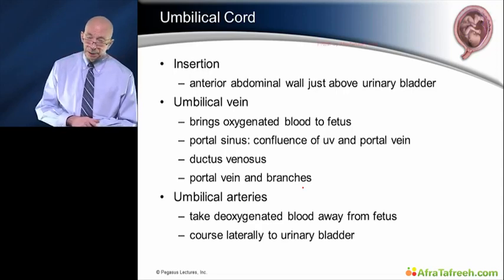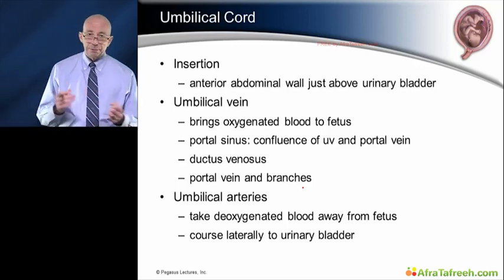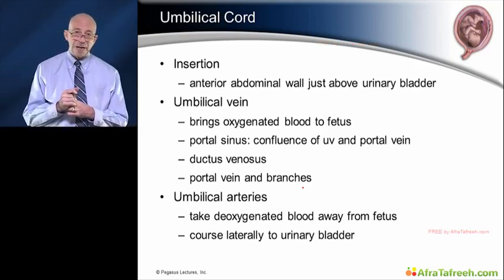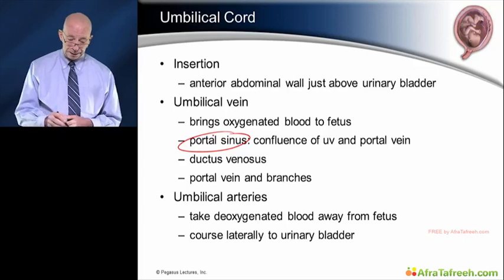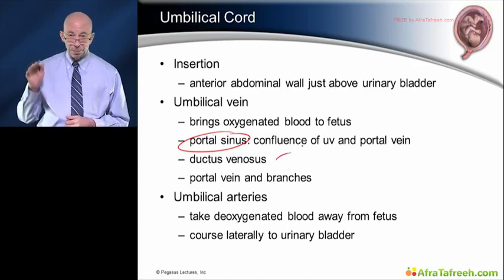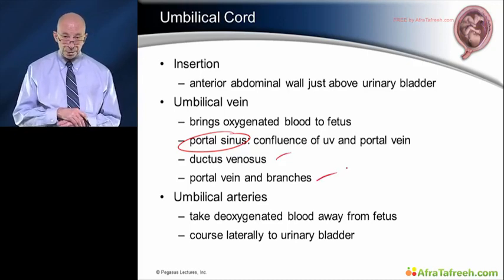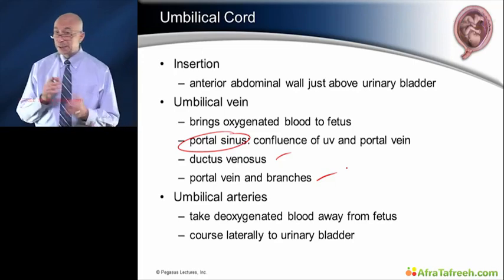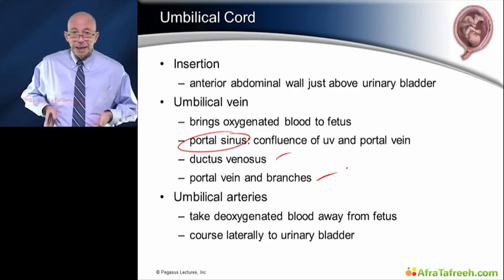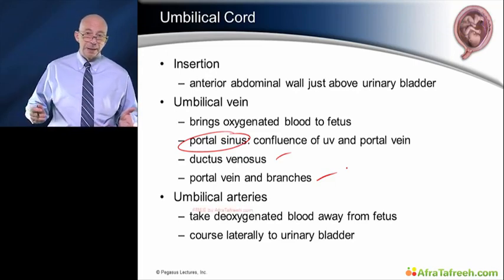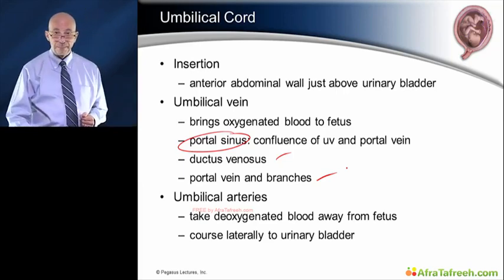As I mentioned, the umbilical vein brings oxygenated blood to the fetus, and at the confluence of the umbilical vein and the portal vein, the portal sinus is formed. As I mentioned, the ductus venosus empties directly into the IVC, and as we've seen, the portal vein and some of its branches. The umbilical arteries take deoxygenated blood away from the fetus and course inferiorly and lateral to the urinary bladder. They exit and enter the umbilical cord and take the blood to the placenta.